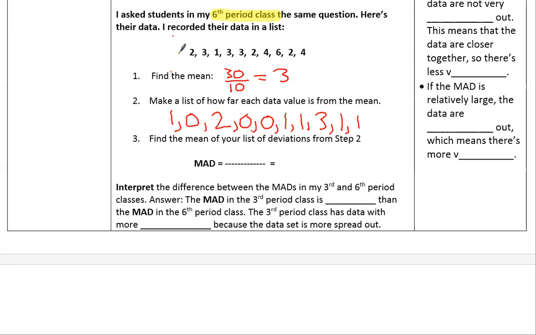Check. So how far is 2 from 3? 1. How far is 3 from 3? 0. How far is 1 from 3? 2. How far is 3 from 3? 0. 3 from 3, 0. 2 from 3, 1. 4 from 3, 1. 6 from 3, 3. 2 from 3, 1. 4 from 3, 1.